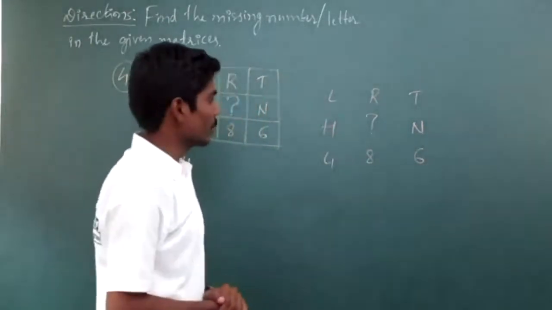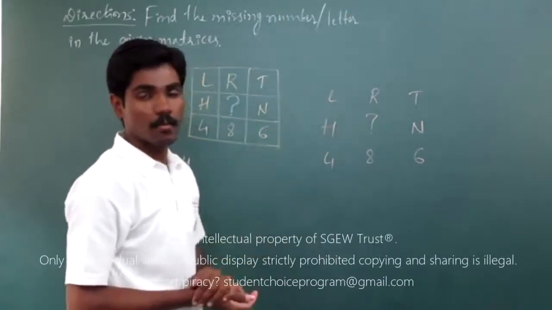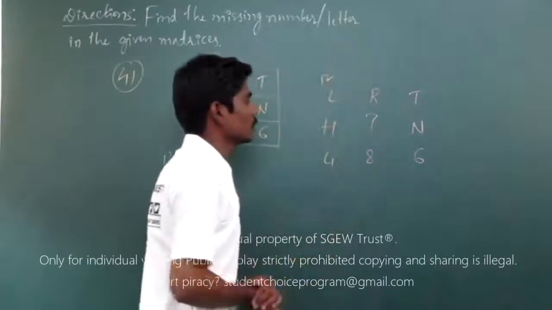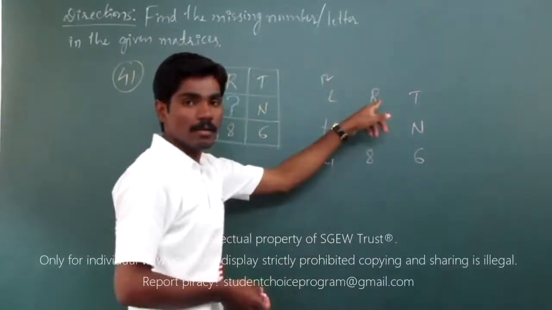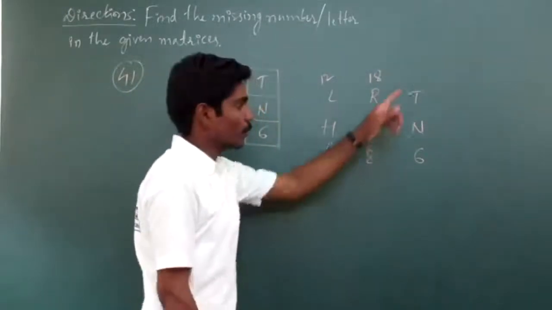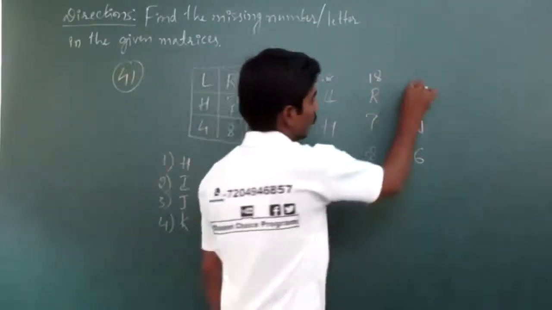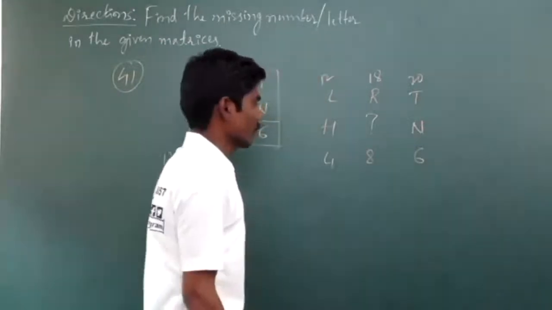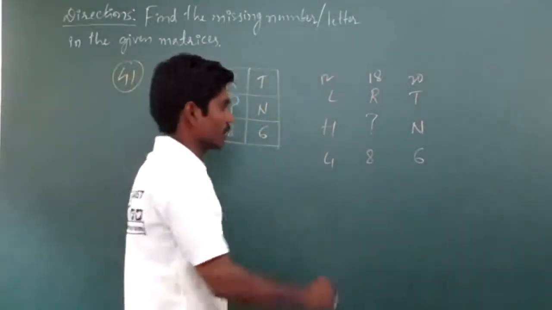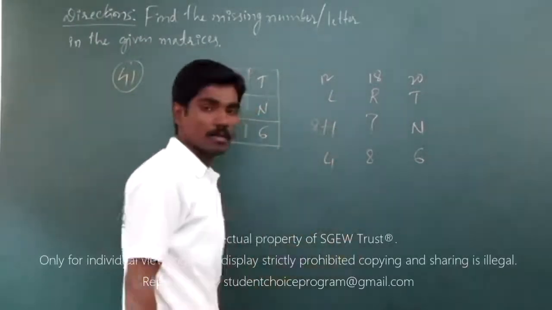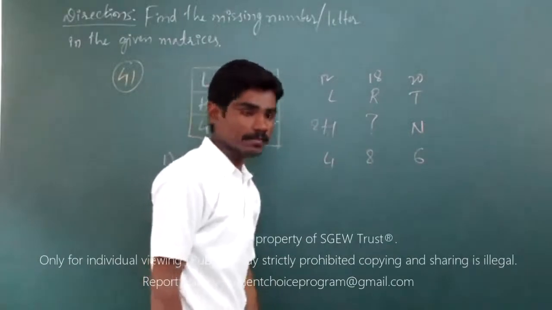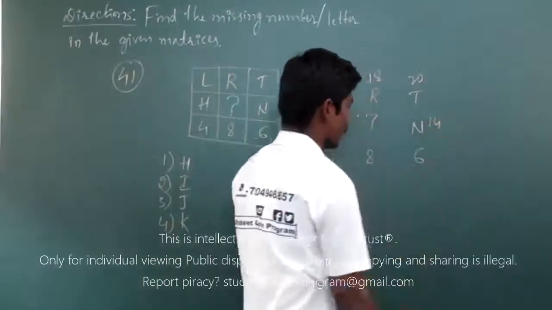Okay. Now let me write the position of the letter L. What is the position of the letter L? Of course, it is 12. Now the position of the letter R? Yes, it is 18. And the position of the letter T is? Of course, it is 20. Similarly, friends, the position of the letter H is what? Yes, it is 8. The missing letter. Now, the position of the letter N is? Of course, it is 14.